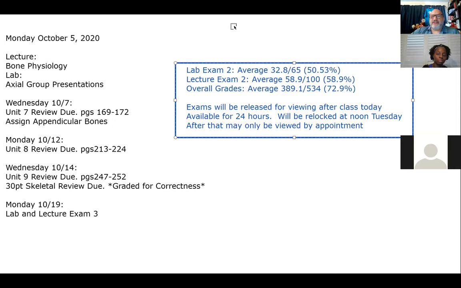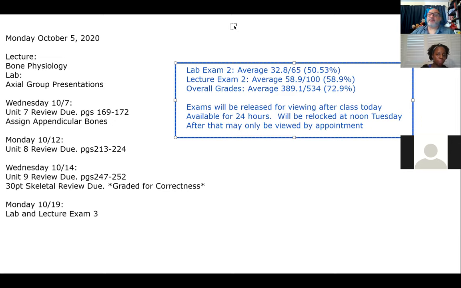And again, I will release the exams for 24 hours. So at noon tomorrow, I will lock them back up again. And at that point, if you didn't get a chance to or need to see it again, then you'll have to make an appointment with me to be able to do that. All right, so that is the exam information.